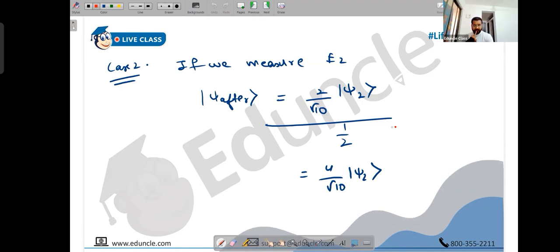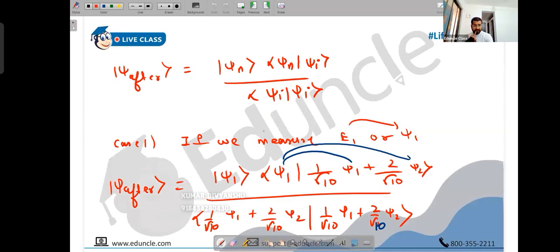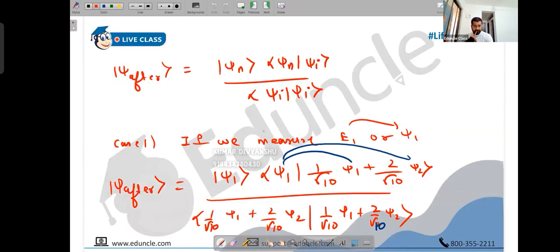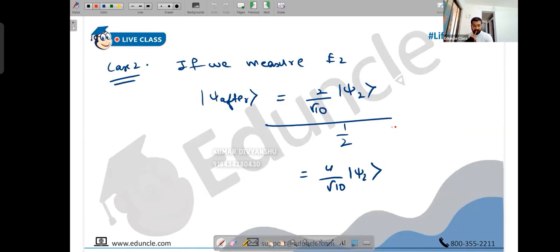If I think about probability, just a minute, people. Psi after is psi n, psi I. That's fine. We divided this with psi I, which we have to. So we got 2 upon root 10 and 4 upon root 10 respectively. Now, if I speak about probability, I will have 1 upon root 10. This is initial. I will get 16 by 10.